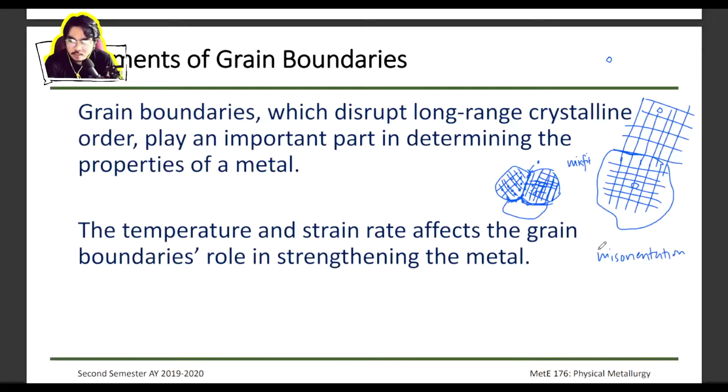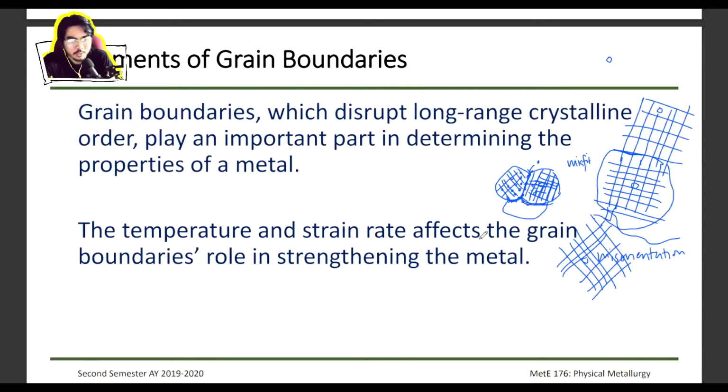Again, as I was alluding to earlier, if you have grains here, since it's random, they won't have the same orientation. So it could be that its orientation looks like this. And if it meets a grain that has a different orientation, because of the misorientation, it will manifest itself as a grain boundary.